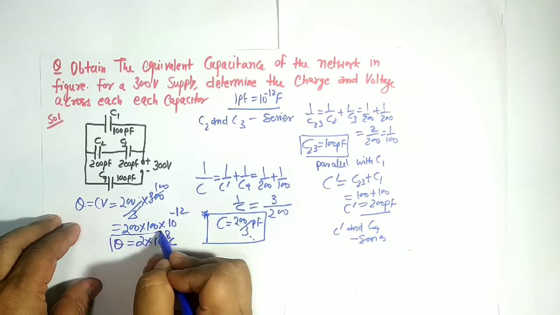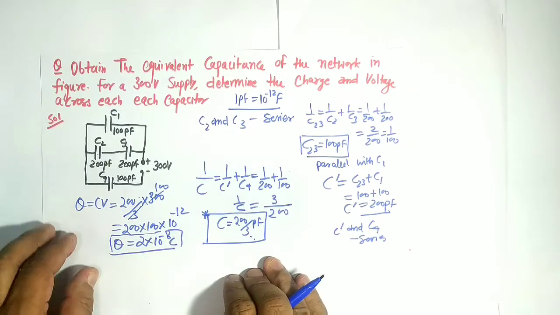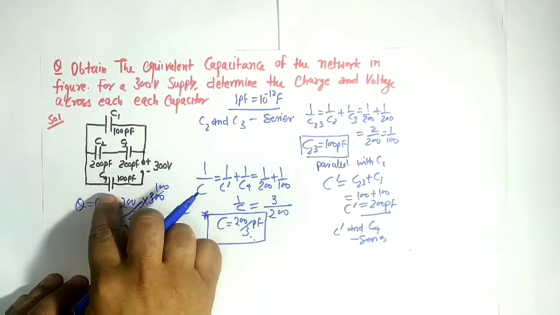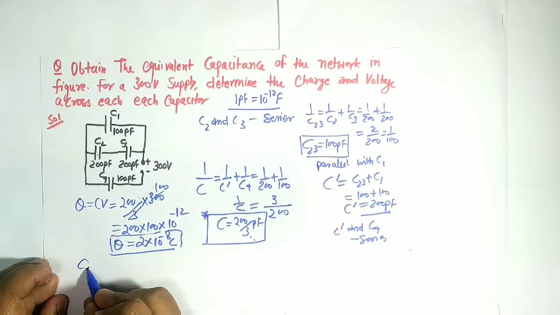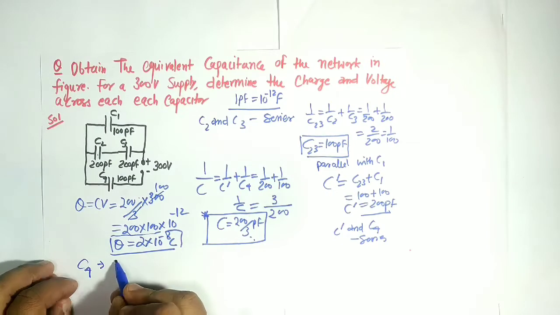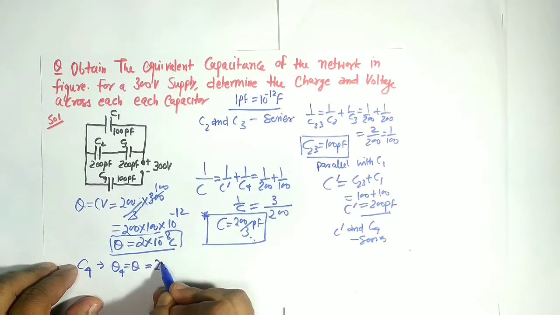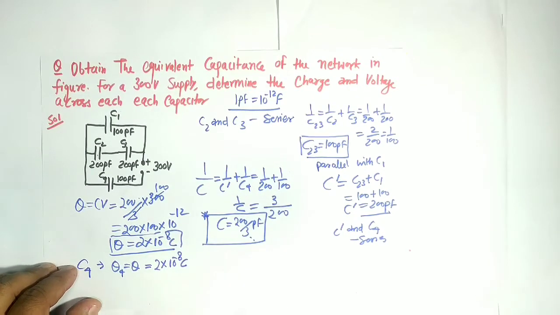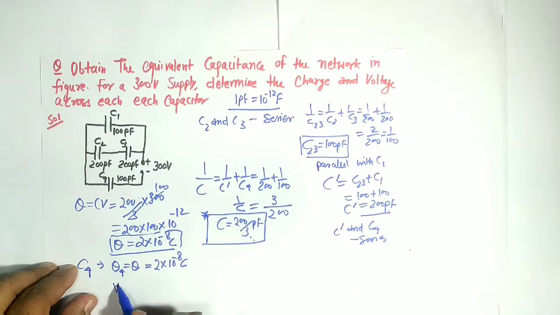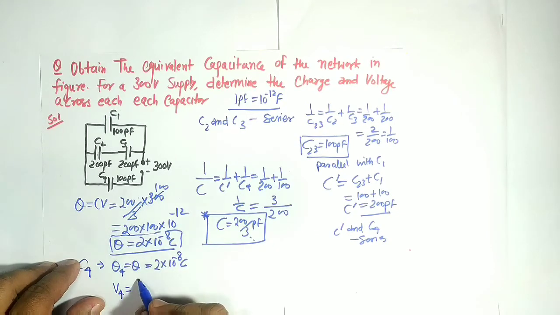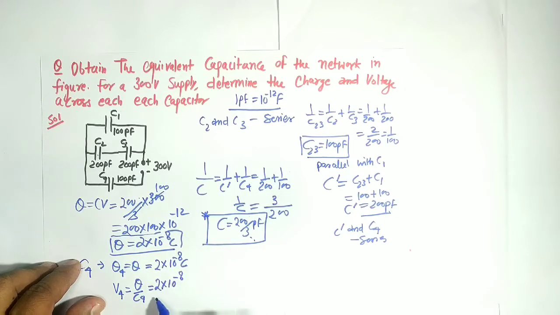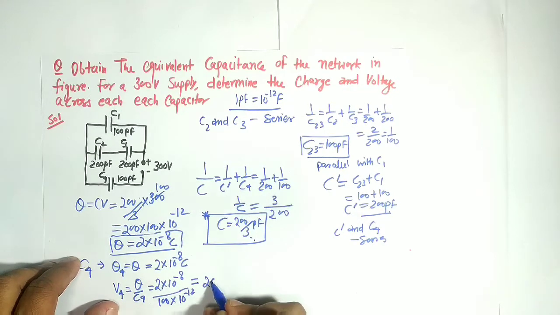This is net charge. Now can you tell me which is in series with this battery? C4. So C4 will have the same charge. Q4 will be Q, because it is in series. So Q4 is 2 into 10 to the power minus 8 coulomb. Can you find out its potential difference? Yes, V4 can be written as Q by C4. So 2 into 10 to the power minus 8 upon 100 into 10 to the power minus 12. Solve it, you will get 200 volt.